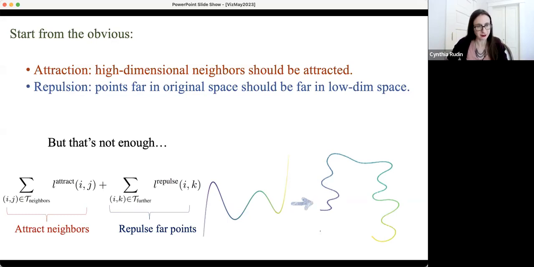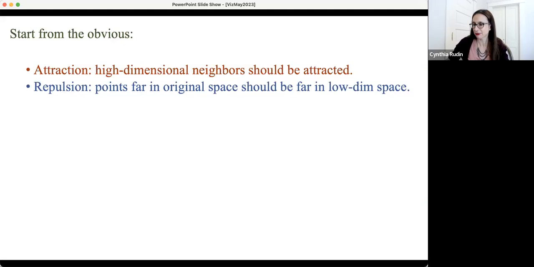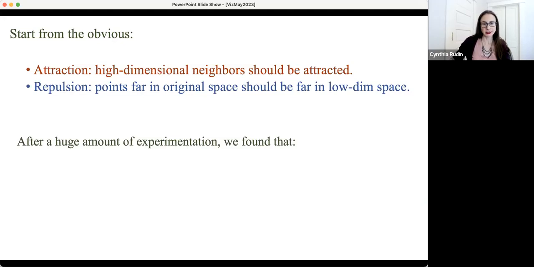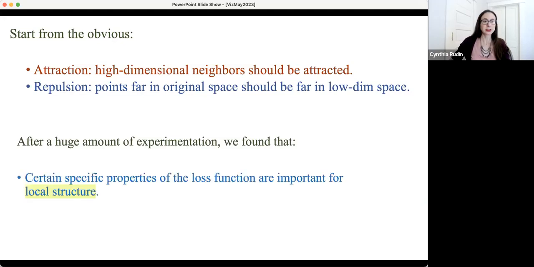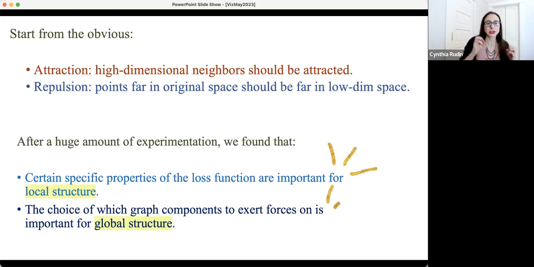It's not enough forces. So after a huge amount of experimentation, we found that certain specific properties of the loss function are important for local structure. And the choice of which graph components to exert forces on is important for global structure. So let me explain what I'm talking about here.